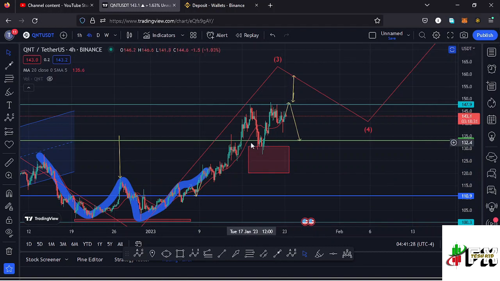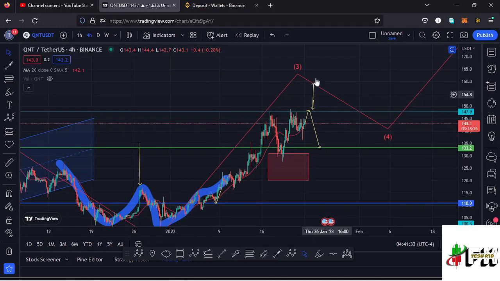But if we continue holding within, that is above this target area, then there are chances of fully maximizing our target area to the upside in the formation of this wave 3.